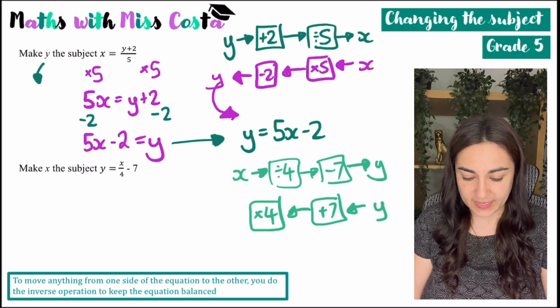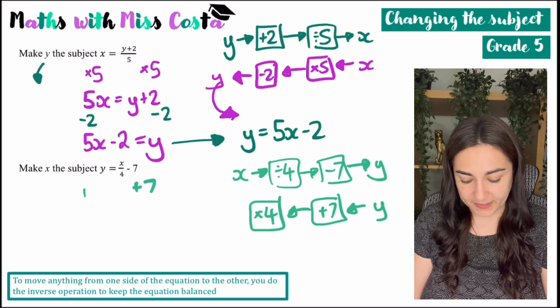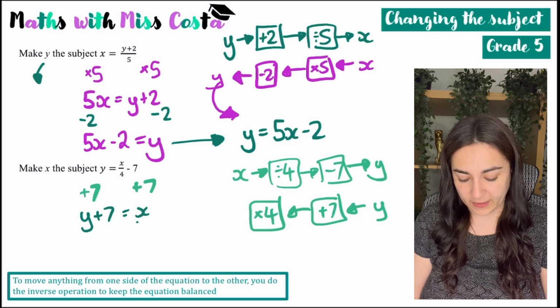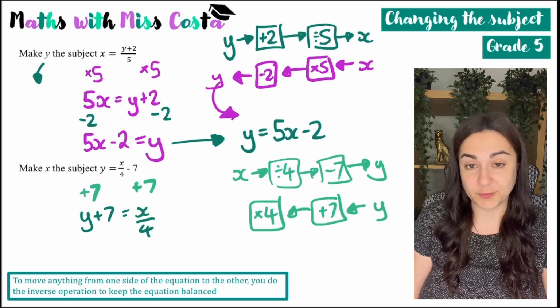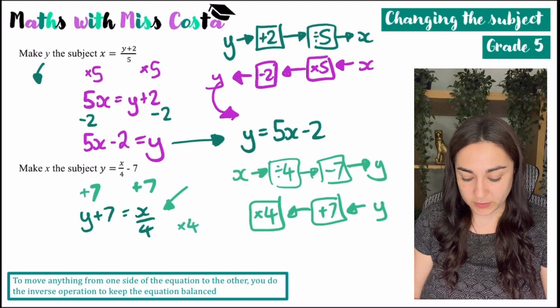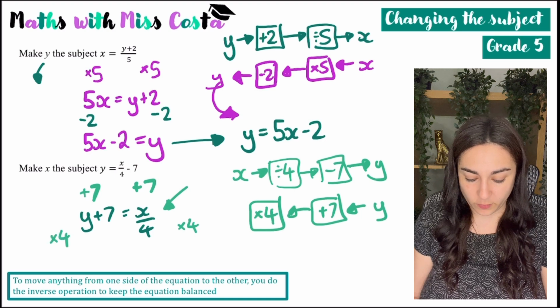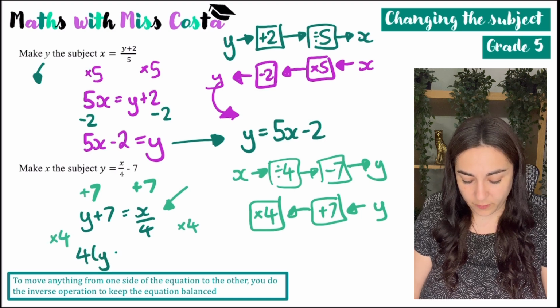So let's have a go at doing this. The first step is going to be add 7 to both sides. So y plus 7 equals x over 4. And then I'm just left with one term, and that's why I multiply. So I multiply both sides by 4, and I'm left with 4 brackets y plus 7 equals x.